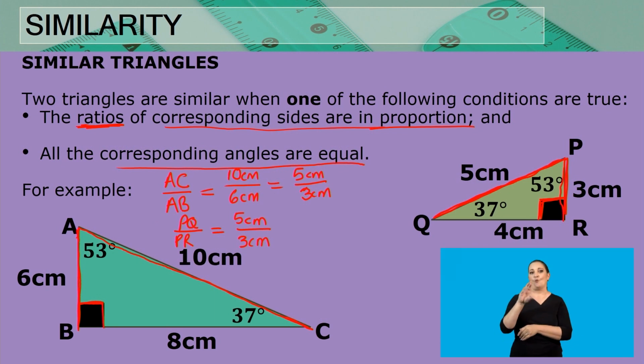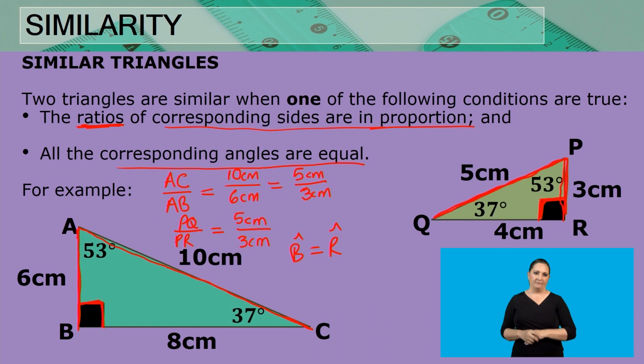What about the angles? Because another condition that would make these two triangles similar is that all the corresponding angles are equal. Now, we've already identified one pair of corresponding angles that is equal, and that is angle B, which is 90 degrees, and angle R, which is also 90 degrees. So we can see that angle B is equal to angle R.